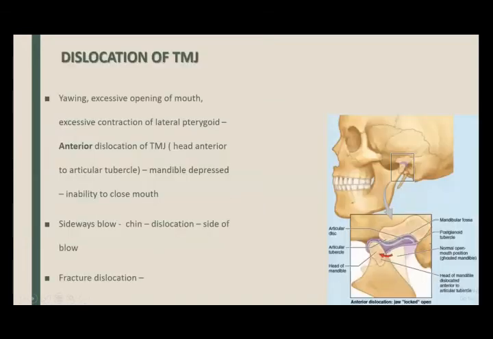Okay, now ये बहुत important है बेटा, very important. Please, अगर आपको एक normal anatomy समझ में आ गई है, तो this should be no problem. देखो अब एक सूरत है कि wide opening of the mouth, जमाई लेते हुए yawn कर रहे हैं, excessive opening of the mouth, या for some reason excessive contraction of the lateral pterygoid.